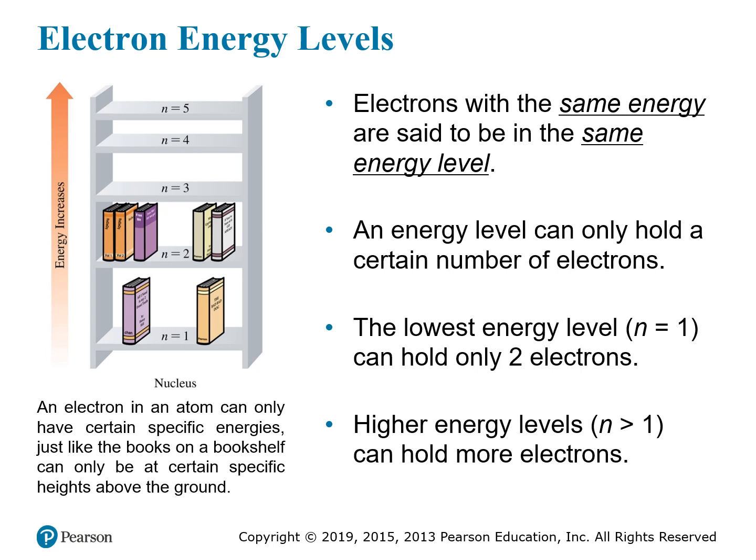So the lowest energy level, n equals 1 in an atom, can only hold 2 electrons. Higher energy levels will be able to hold more electrons, and there's a way we can count that.